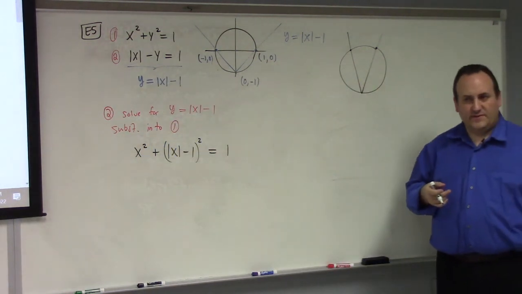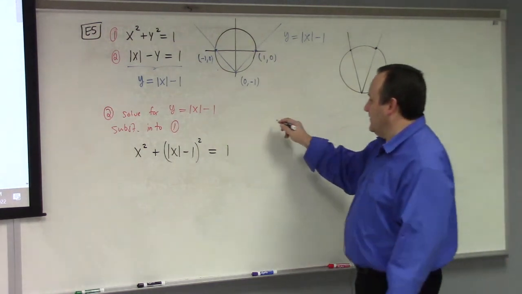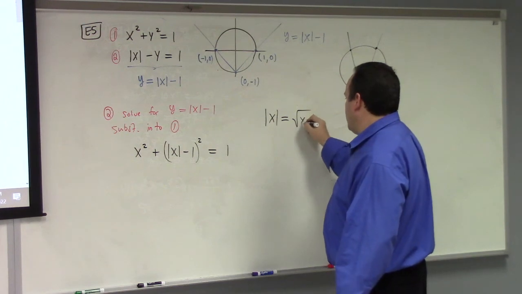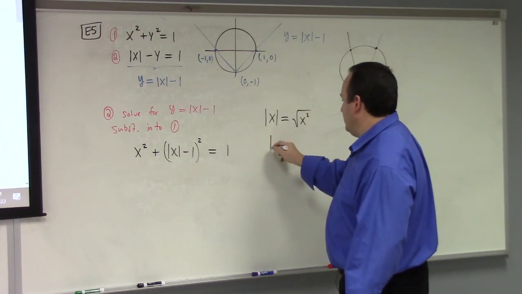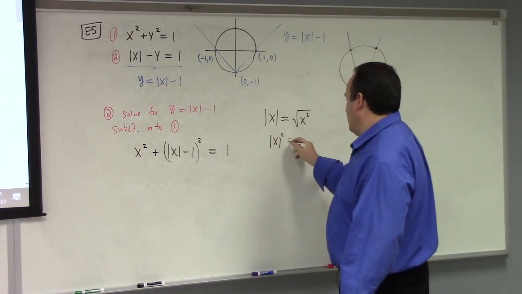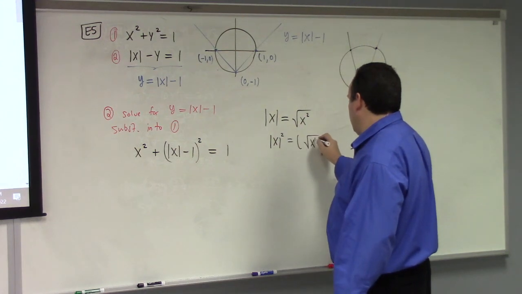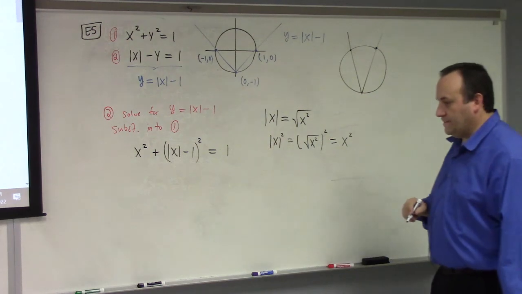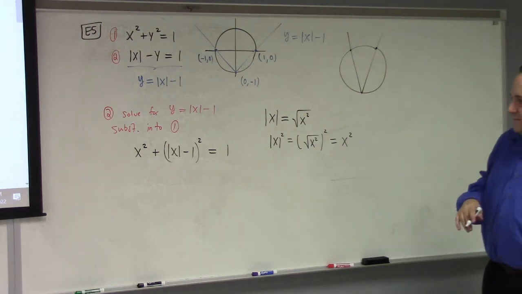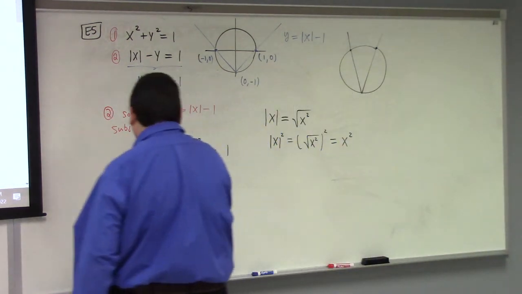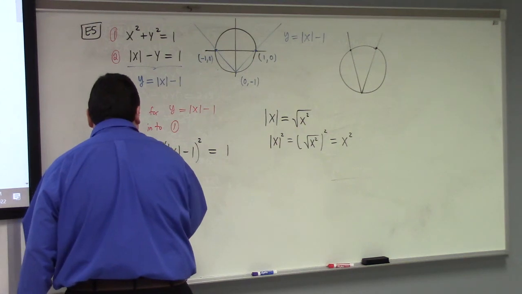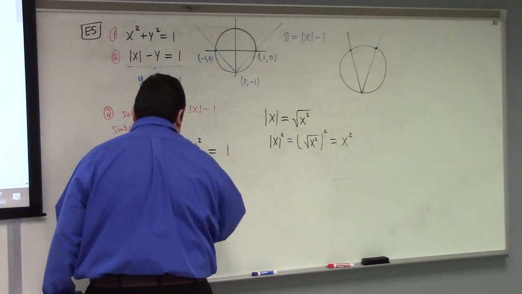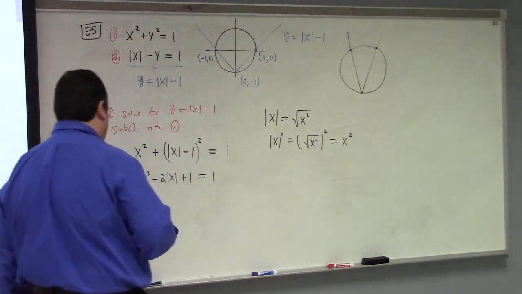Now, have you ever thought about squaring absolute value? Maybe not. Here's a formula for absolute value: the absolute value of x is equal to the square root of x squared, right? So if I square the absolute value function, that's just squaring the square root of x squared, so of course that's equal to x squared. So anyway, let's work this out here. We've got x squared plus the absolute value of x squared minus 2 absolute value of x plus 1, foiling that out, equals 1.